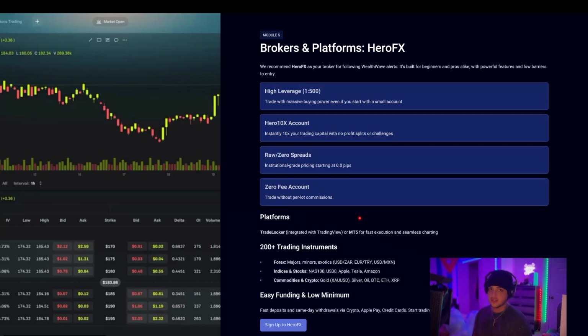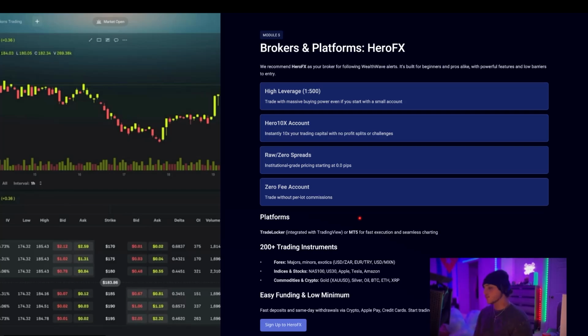So what a Hero 10x does is, let's say I have $100 and I buy a $100 account, it's going to 10x that and give me $1,000. The only difference is that the account is going to have $1,000, but if I go below a certain amount, it'll close the account and I can't use it anymore. It closes the account completely and I lose my money.